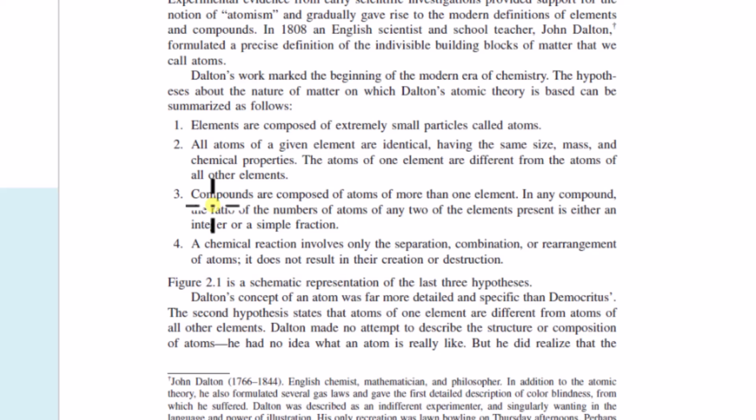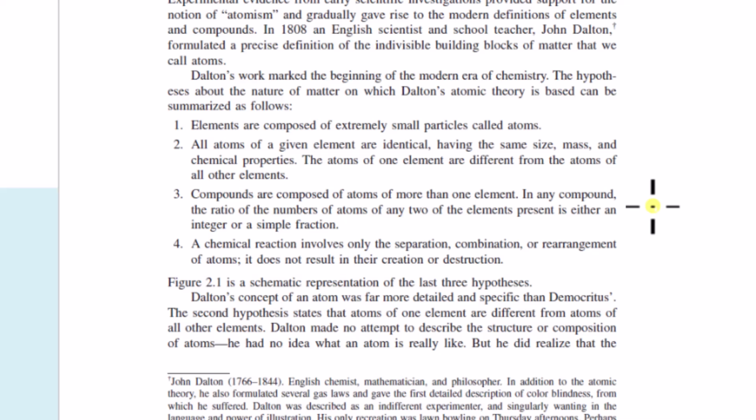Or maybe it would be more intuitive to think about two different types of solid elements that you mix together, add some heat, and they combine and just become this one substance. So they were surmising, well, there must be in this new substance more than one type of atom. And they call these compounds. And in any compound, the ratio of the numbers of atoms of any two of the elements present is either an integer or a simple fraction. So you could think about where a hypothesis like this would come from: these mass relationships. You analyze the mass that's consumed to make some compound, and it's always these simple ratios.